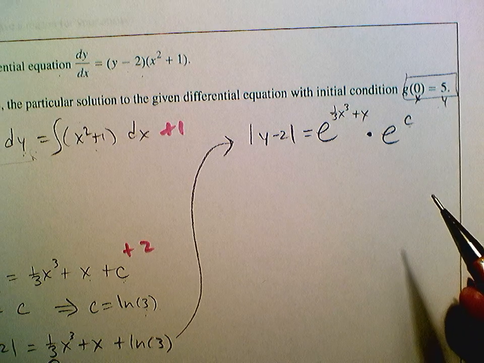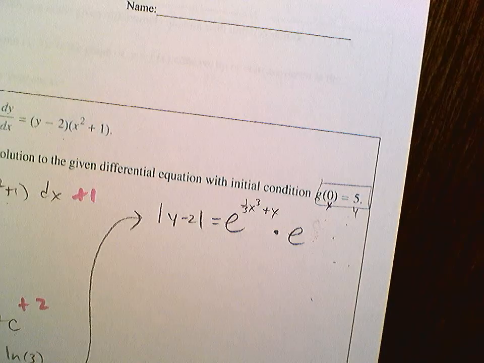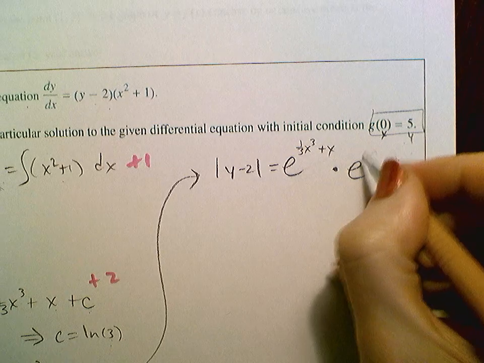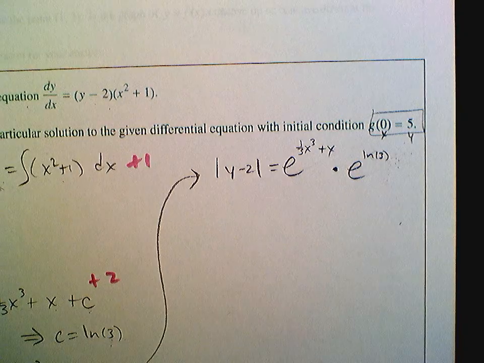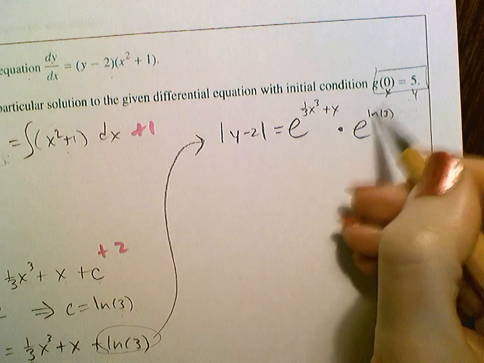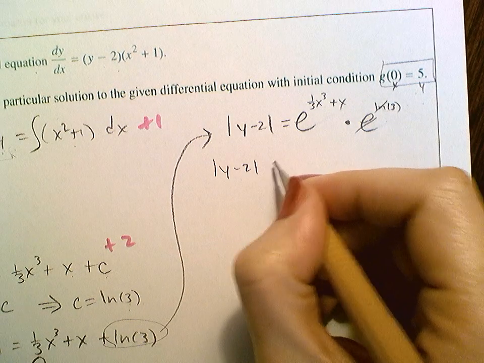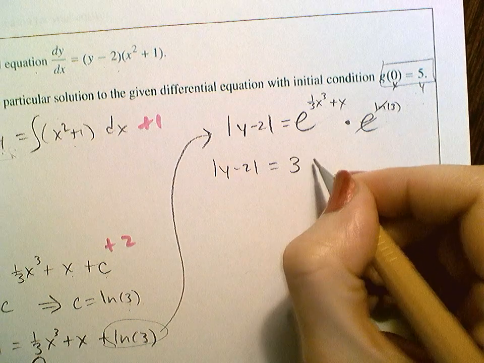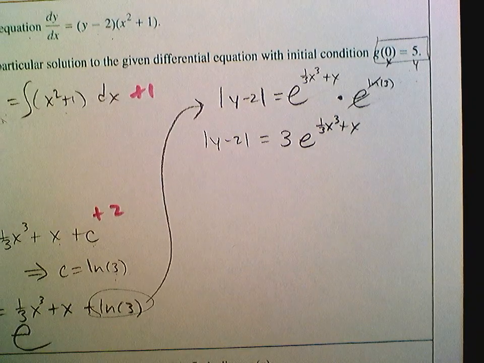Wait. Oh, no, what am I doing? I found it. Sorry, I got distracted. Natural log of 3. Yeah, duh. Because natural log of 3 is where the c was. All right, so then these cancel, so that's just 3. So we have this equals 3e to the 1/3 x to the third plus x.